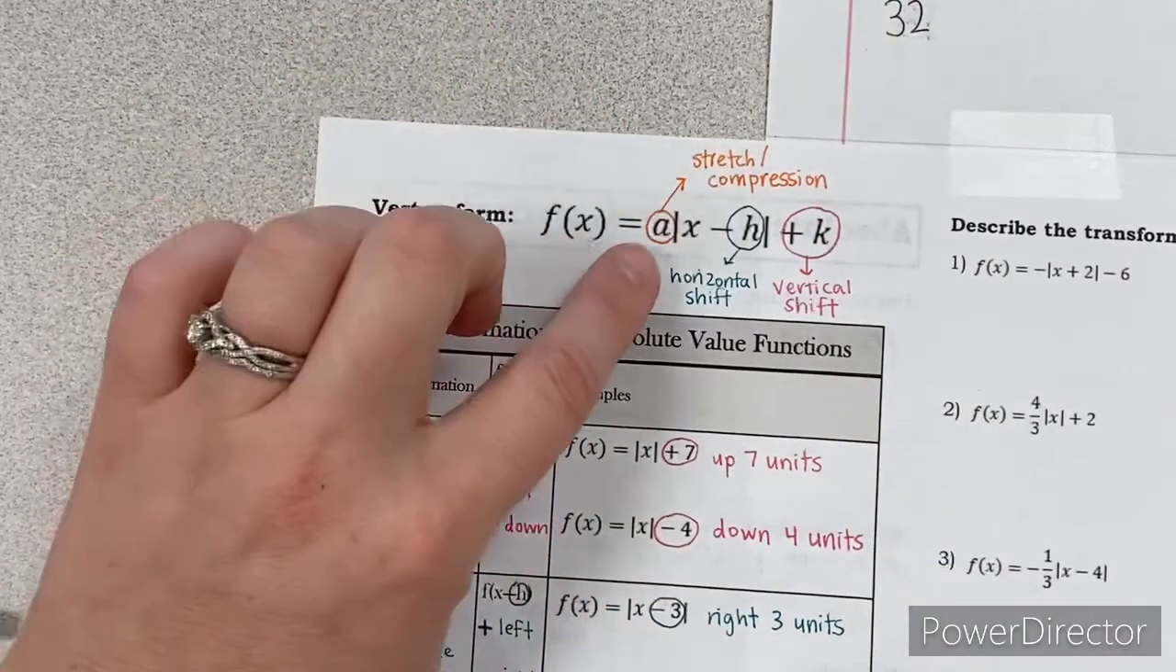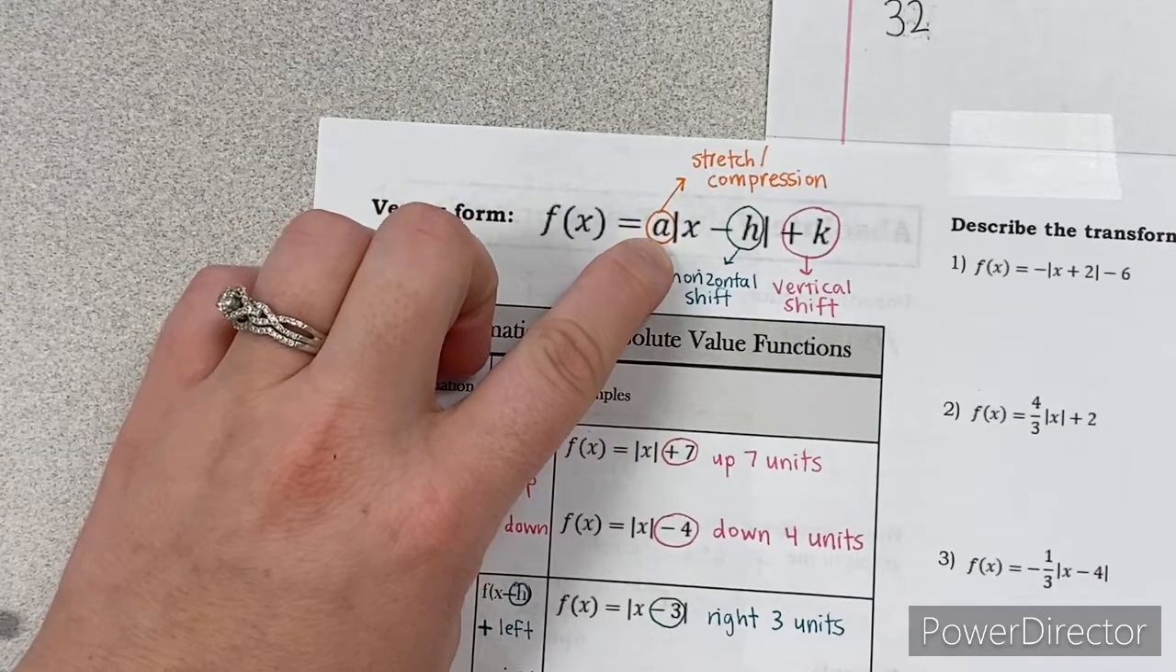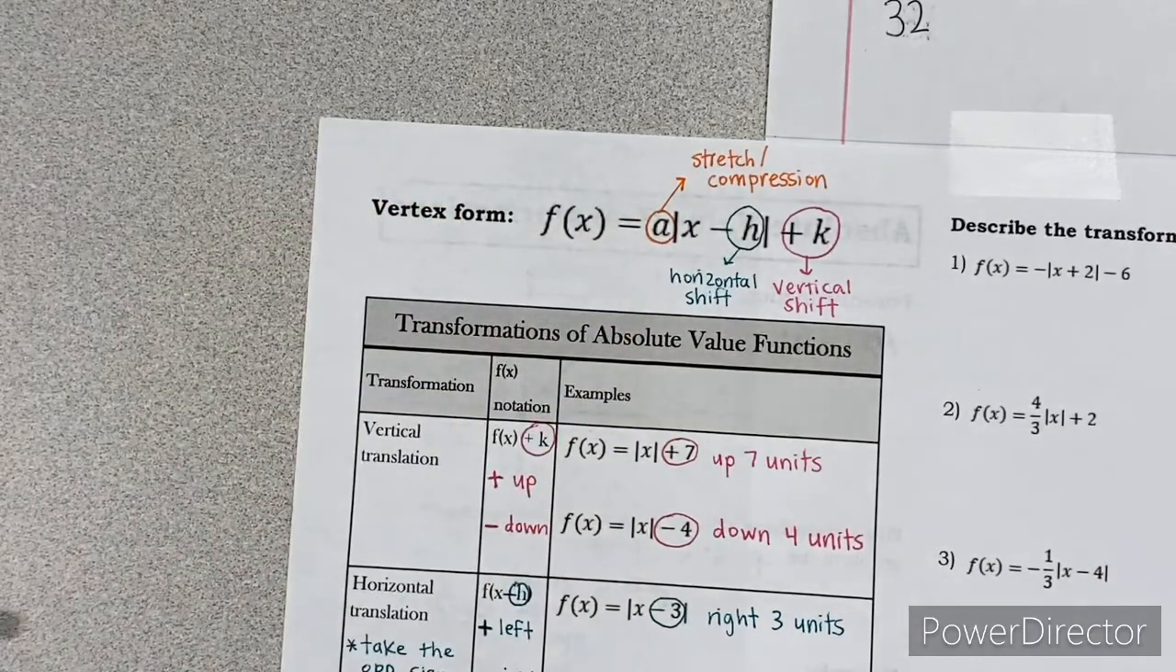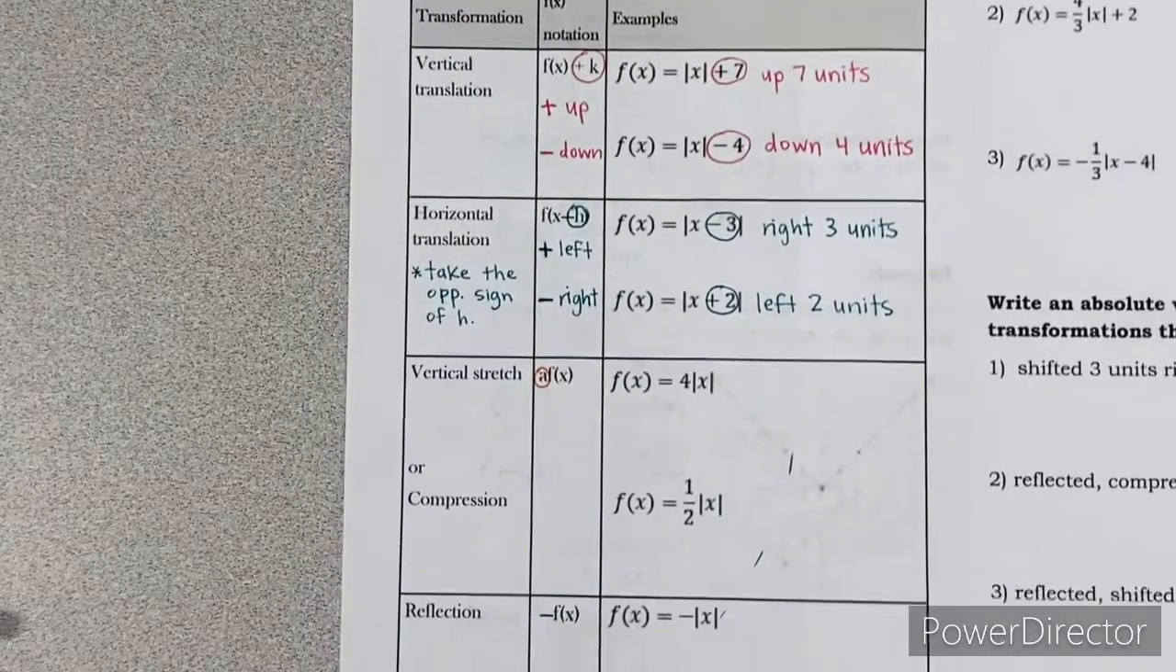So anytime you see a number out there in the very, very front, it's going to be a stretch or compression. Okay, now let's jump back down here.